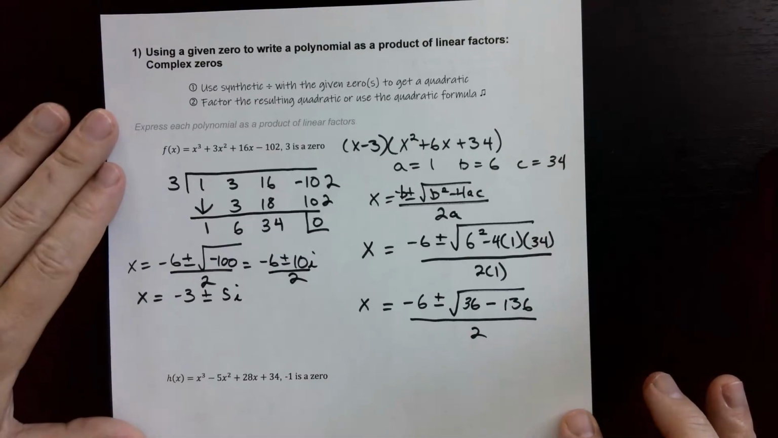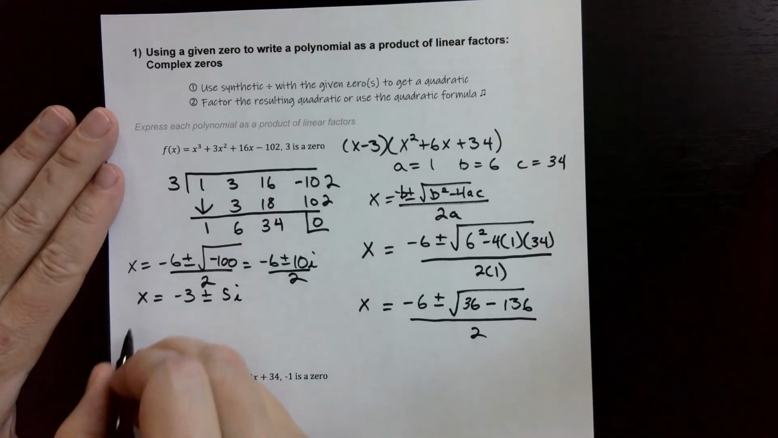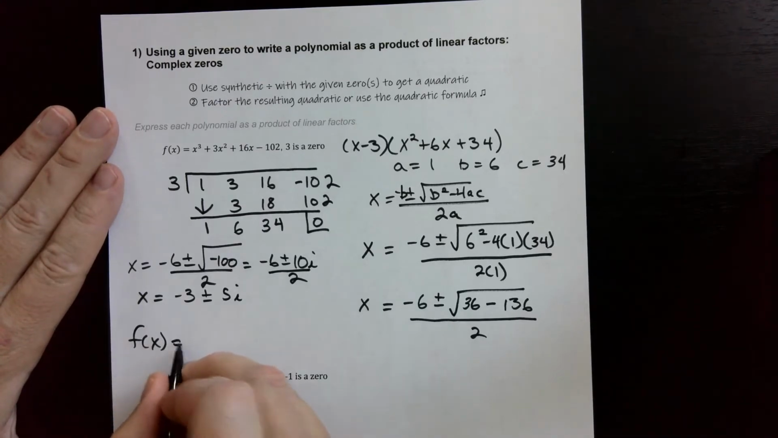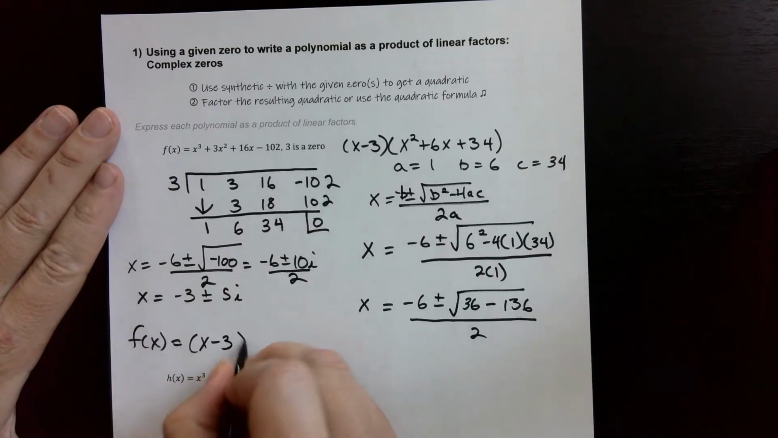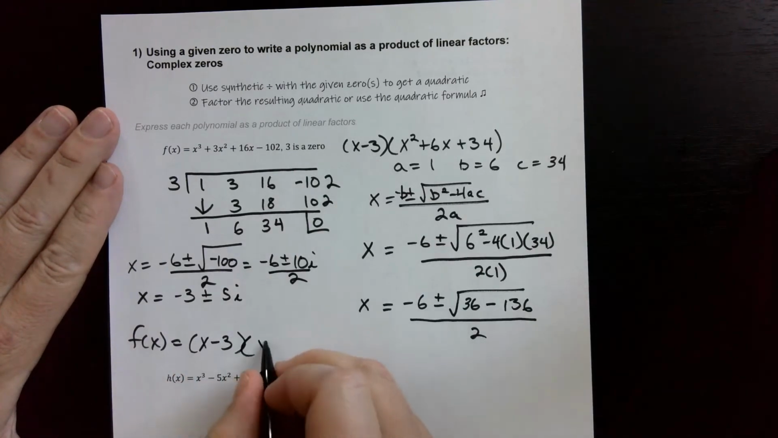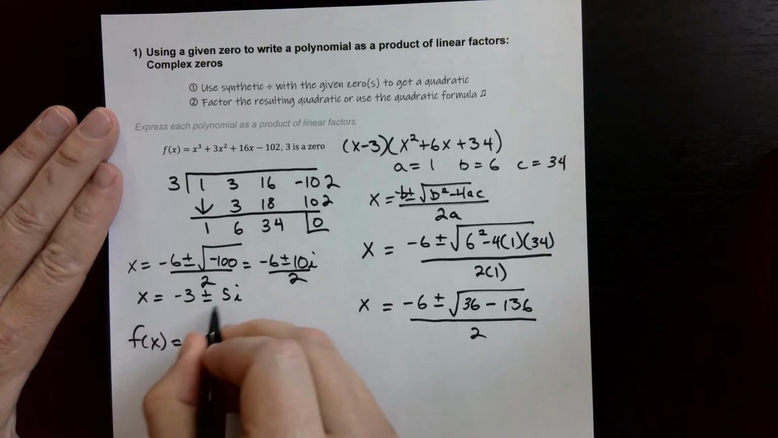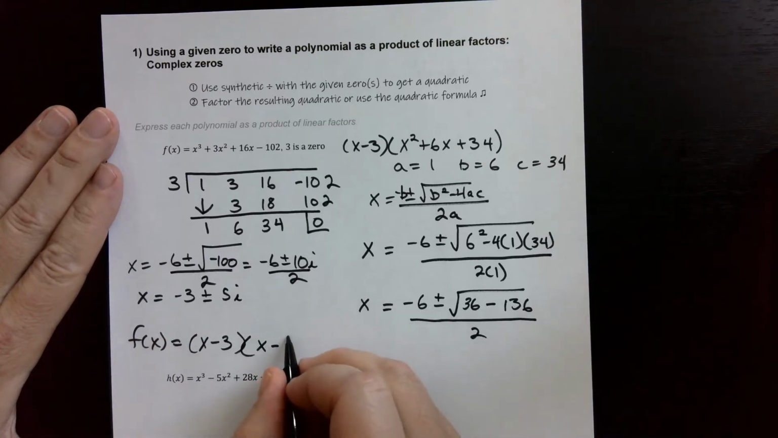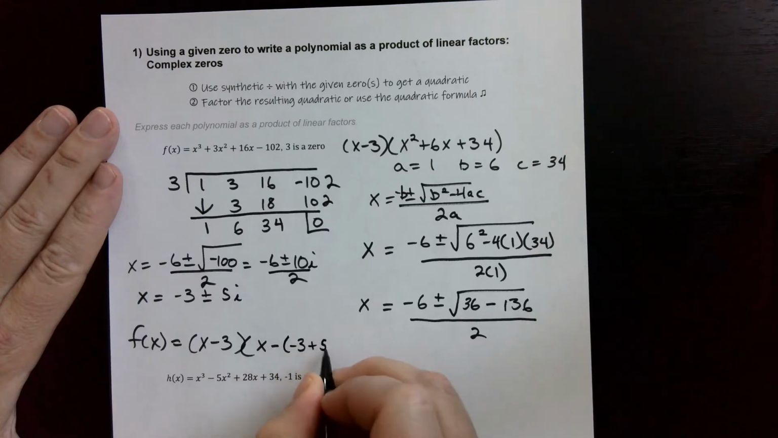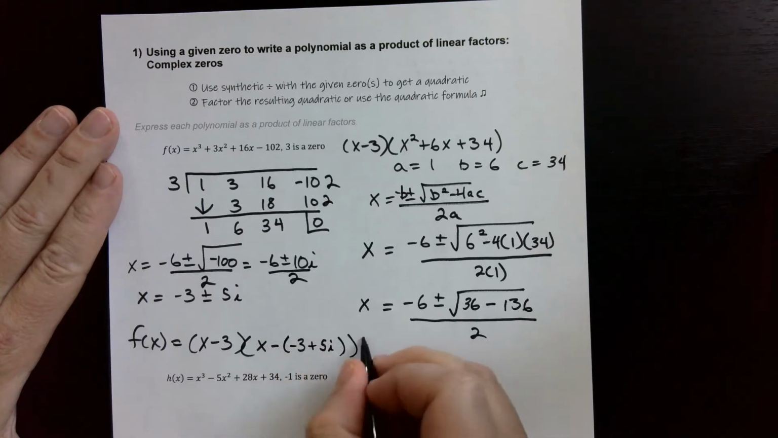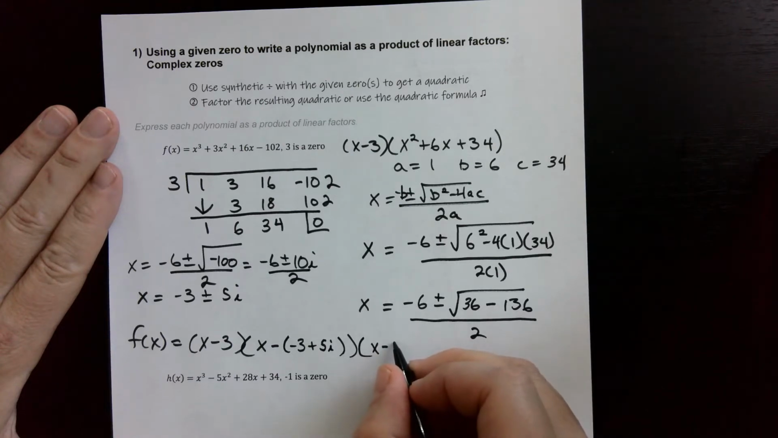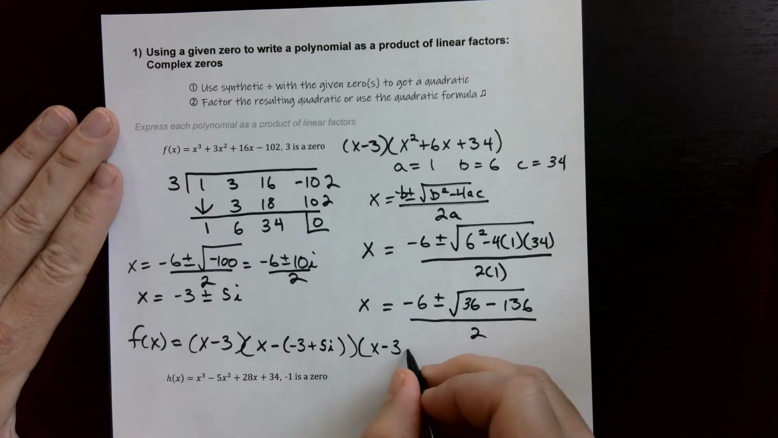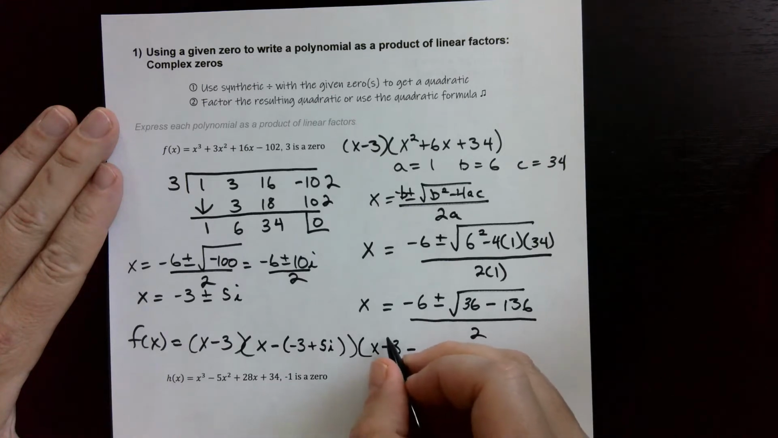Okay, now if we write this in factored form, we will get f of x is equal to, now our first factor was x minus 3, and then we'll get x minus, and we're going to do two of them here, x minus negative 3 plus 5i, and x minus negative 3 minus 5i. Yes, two negatives.